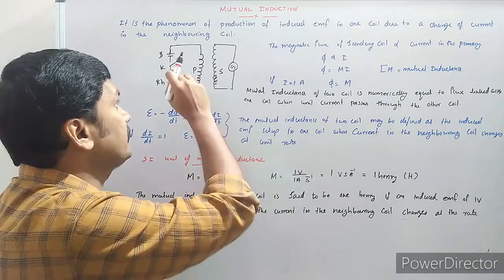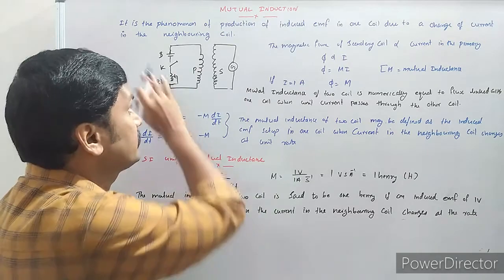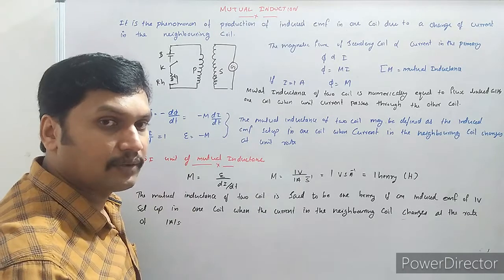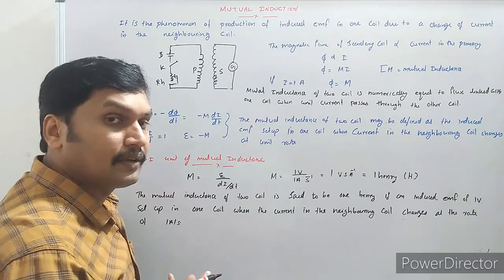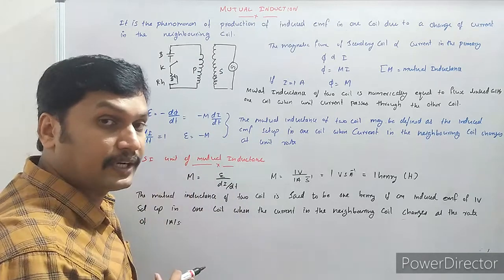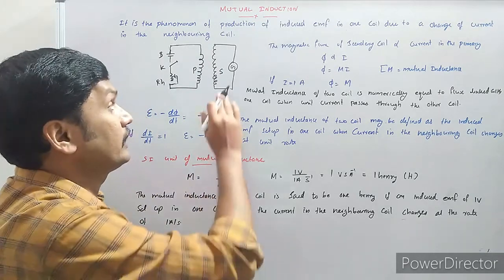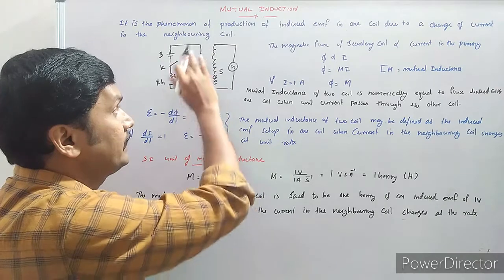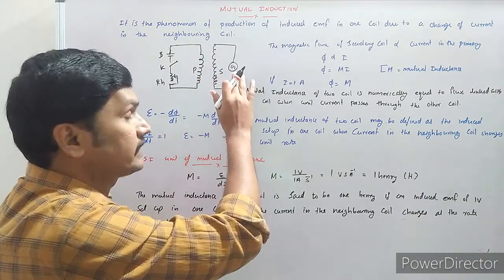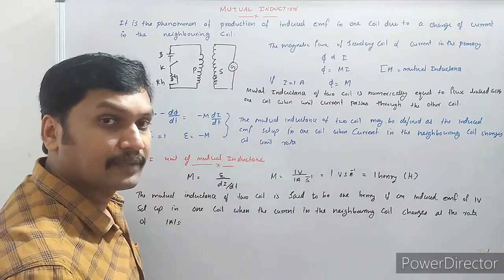But if you press this key for a long time, that is, if you keep the switch closed for a long time, we cannot observe any deflection in the galvanometer. The reason is that when the current is continuously passing, there is no variation of current, so we cannot observe any change in the magnetic flux of the primary. Then there is no change in the magnetic flux of the secondary, so no deflection.